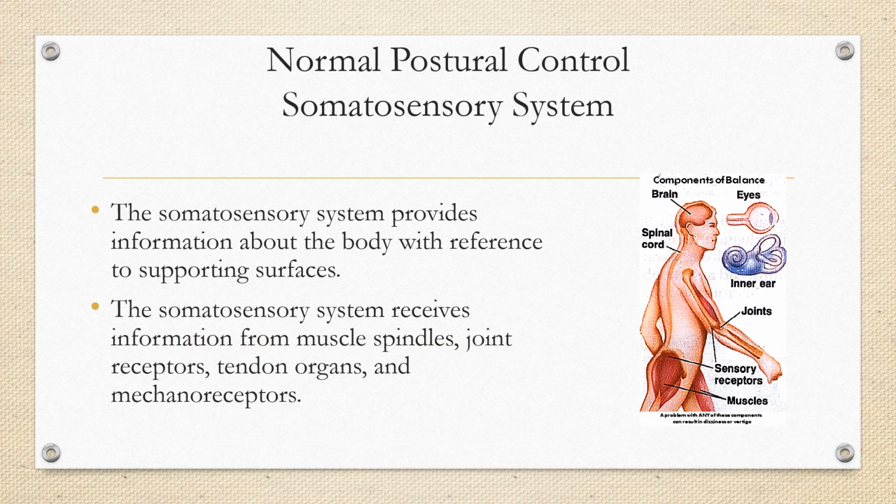From the somatosensory system, that's going to provide the information about the body with reference to any supporting surface that it's on, either standing on or sitting on. And the body's going to get information from joint receptors, the GTOs, mechanoreceptors, all that kind of stuff to tell us where the body is.